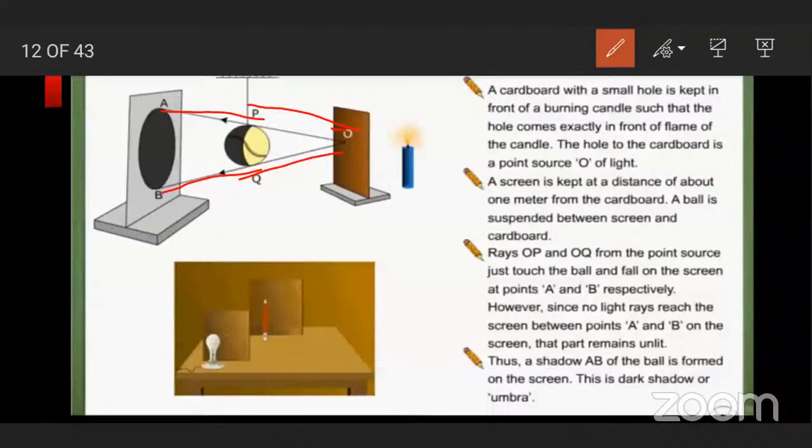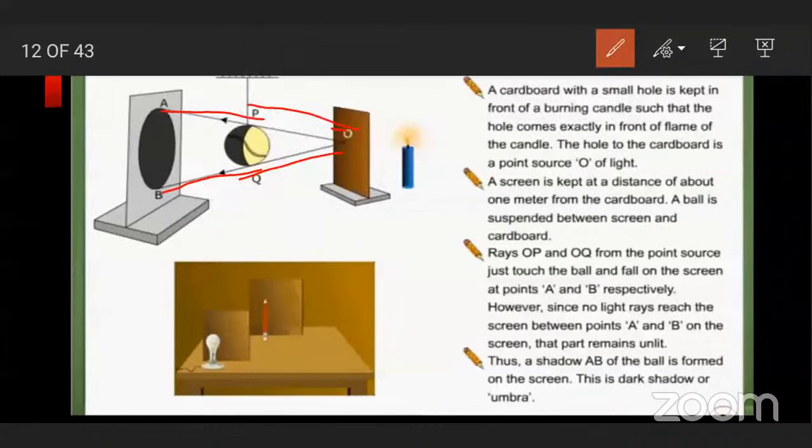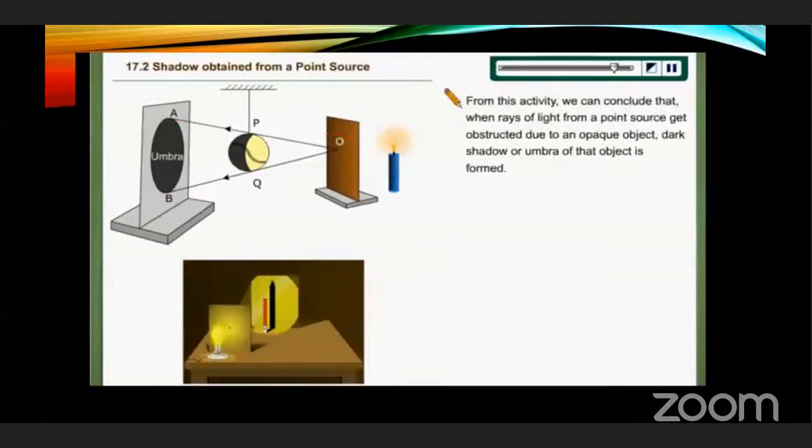You can see here, between points A and B, no light rays reach, and so that part is unlit. Thus, a shadow AB of the ball is formed on the screen. This is the dark shadow, or umbra. The light rays do not reach between A and B, so there is a dark part, and it is called umbra.